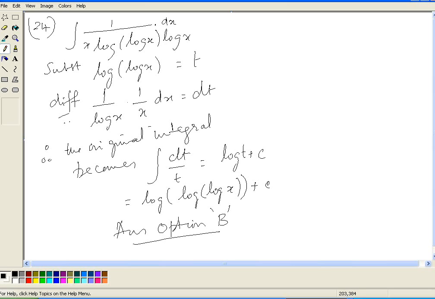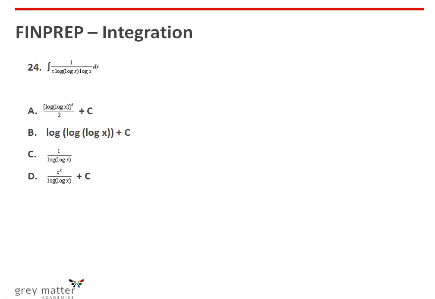Therefore the original integral becomes integral of dt by t, that is 1 by x log x dx replaced by dt, and log of log x you have as t. So we get log t plus c, which substituting back to the original expression gives log of log x plus c. So the answer is option B. As shown, it is B, log of log x plus c.